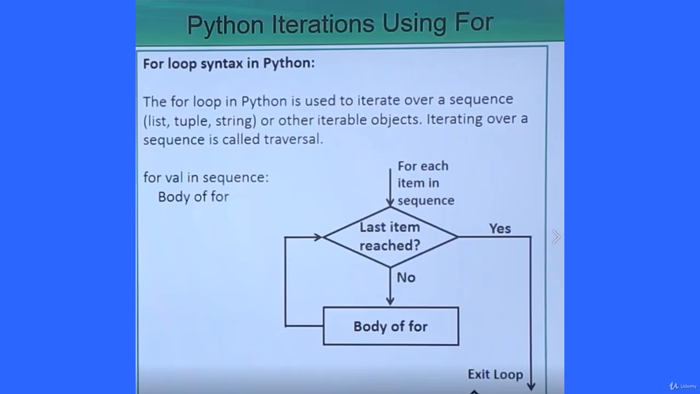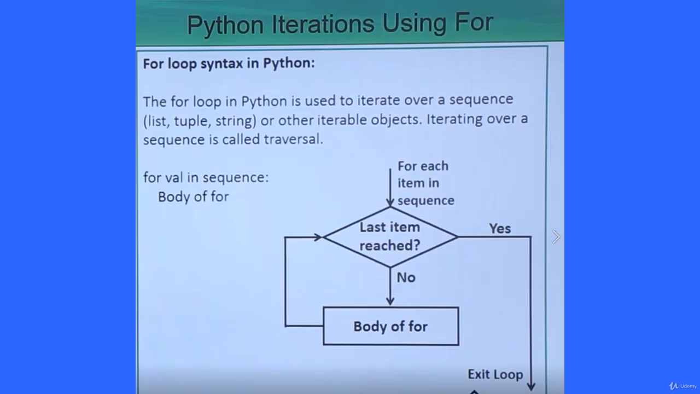So for val in sequence. Don't forget to give this colon here, and if you give this colon, then automatically the next line will have some indent. So, body of for. You can write multiple statements, but with the same indentation. So here is a flowchart.